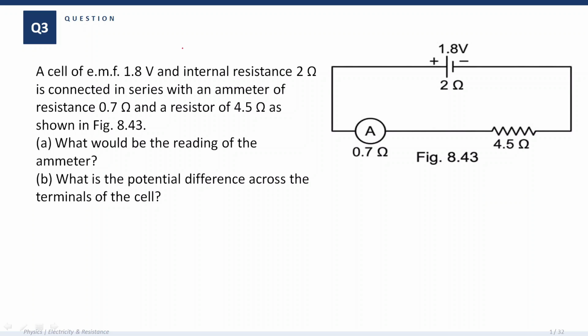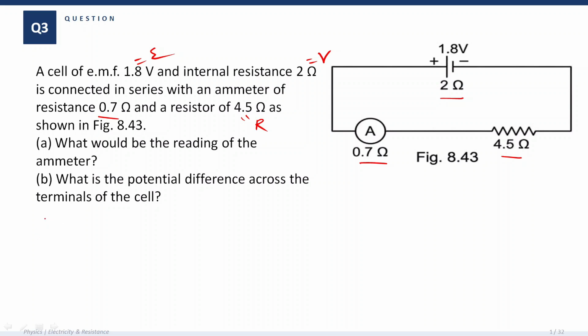So what is given in the question? Epsilon, internal resistance small r, external resistance capital R, ammeter resistance 0.7. So for total resistance, I will write equivalent resistance. So what will you take here? 2 ohms, 4.5 and 0.7.